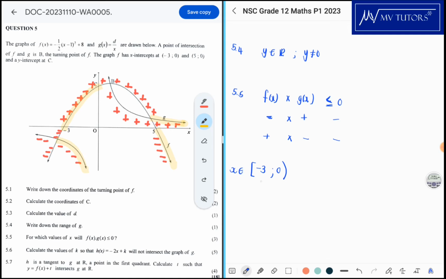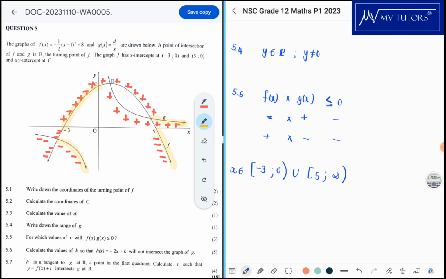So x is an element of negative 3 all the way to 0, and we now go from 5 all the way to infinity. Okay, because we know that our hyperbola will never touch the x-axis. So we start from 5, and we can include it because there's no asymptote there, and it goes all the way to infinity.